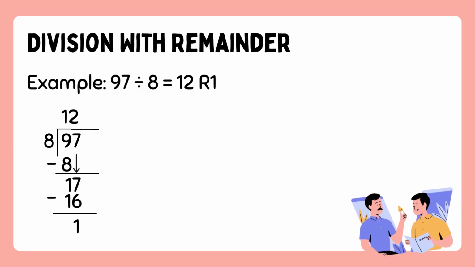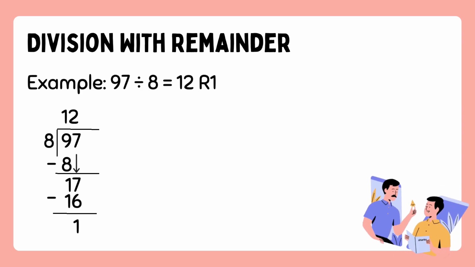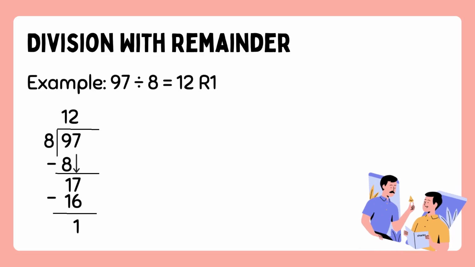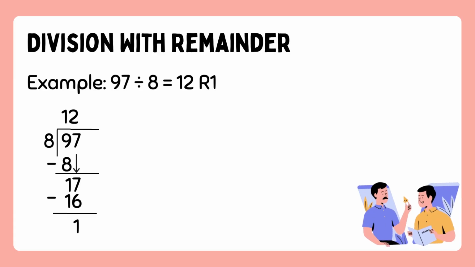Estimation tip. Estimate. 8 times 10 equals 80, and 8 times 12 equals 96, which is just under 97, so the quotient will be 12 with a small remainder. That matches what we found.